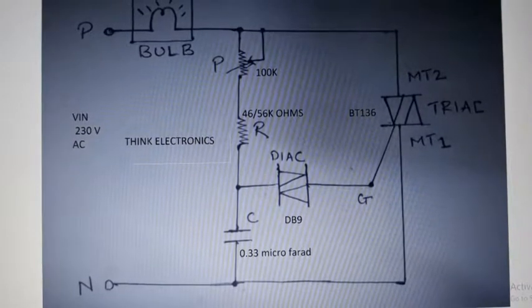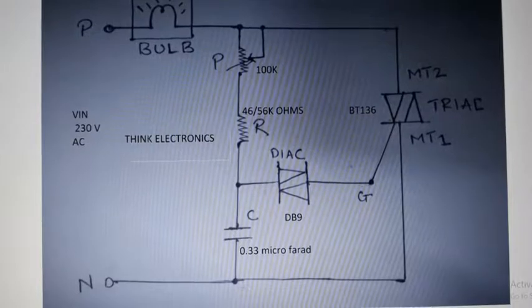A diac is used in the circuit for triggering purposes. The diac triggers the triac.